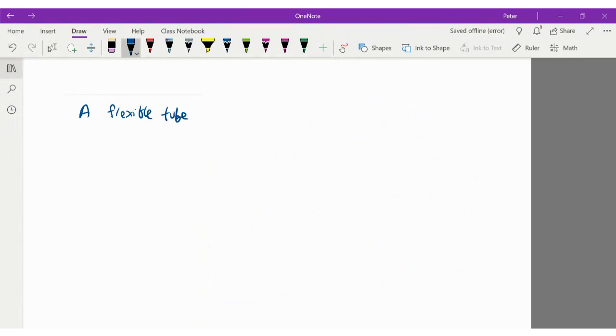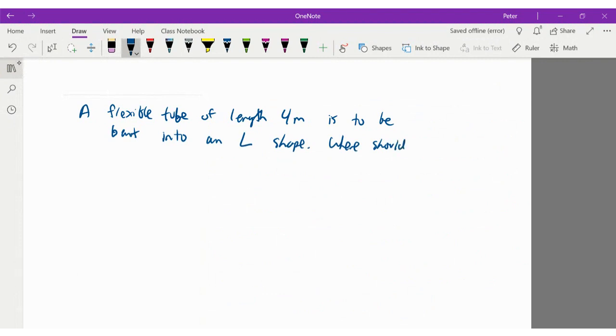A tube of length 4 meters is to be bent into an L shape. Where should the bend be to minimize the distance between the ends? Okay.